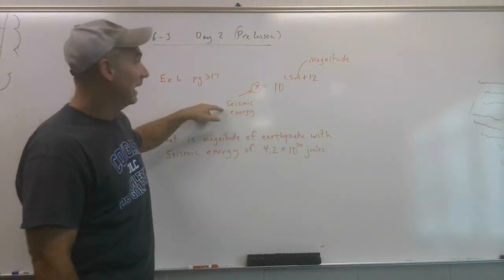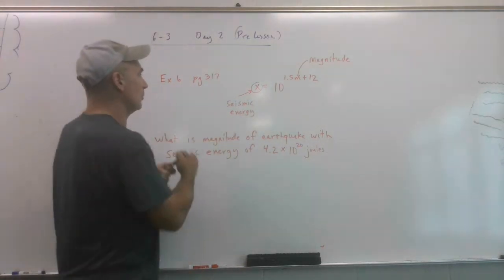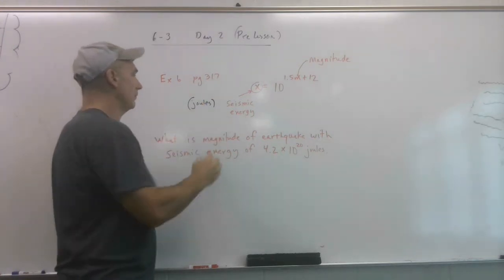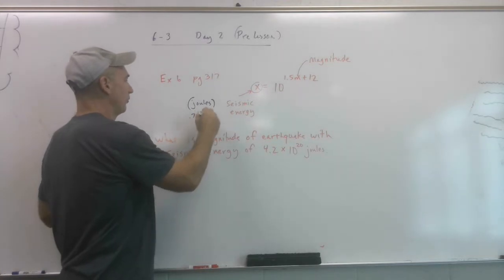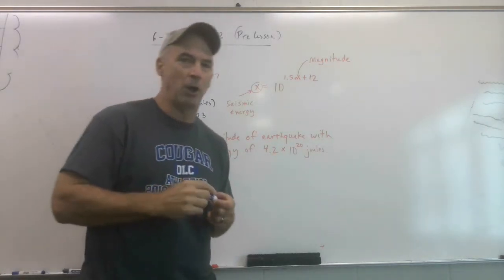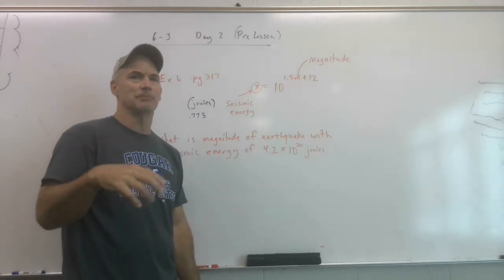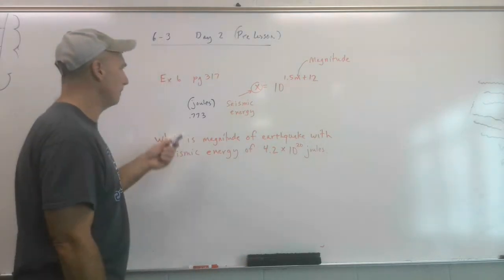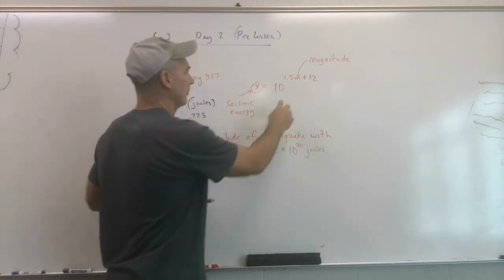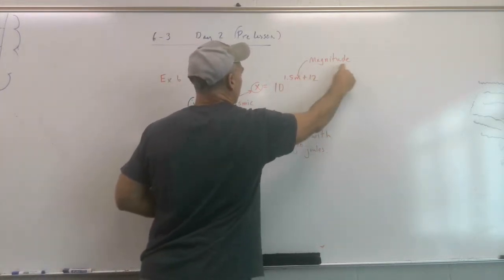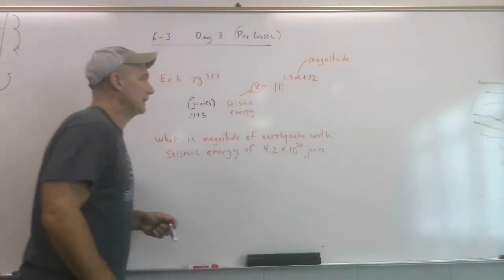The seismic energy, which by the way is in terms of joules, and I just looked it up, it's 0.773 what's called foot-pounds, which I need to look up to understand that better, equals 10 to the 1.5 M plus 12. M stands for the magnitude of the earthquake.